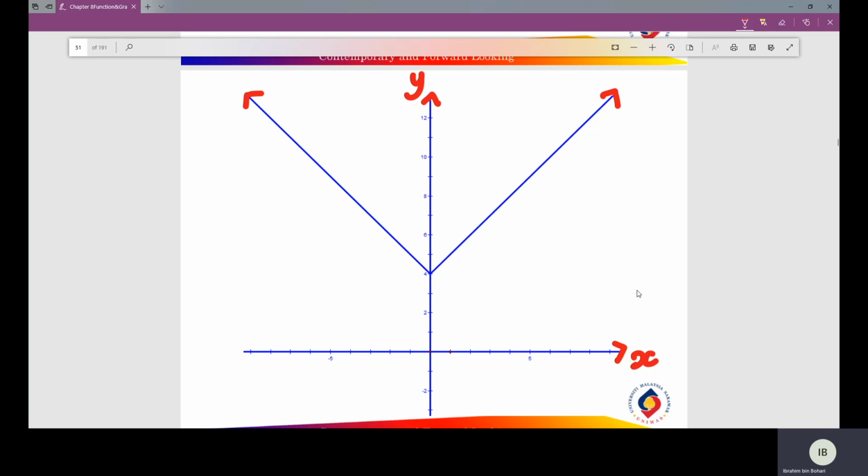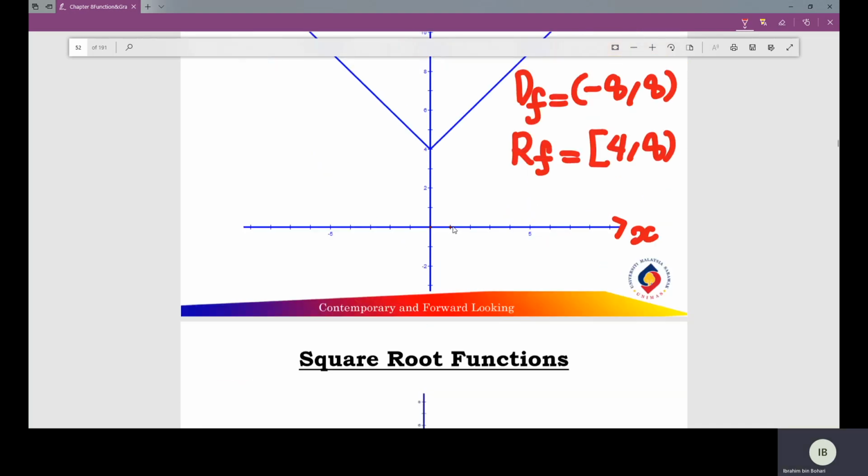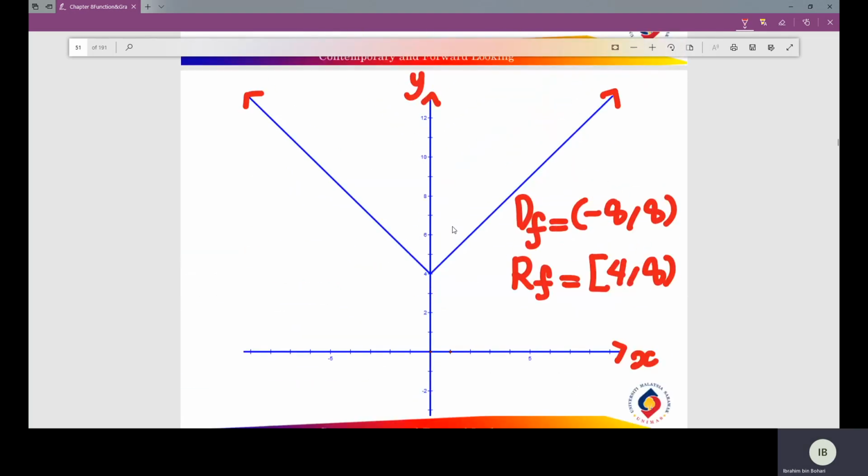And then you state the domain of the function. The domain of the function is all the real numbers, negative infinity to positive infinity. And the range of the function starts at y equals 4, from 4 to positive infinity. Okay, settle. Okay, question B. That's all.